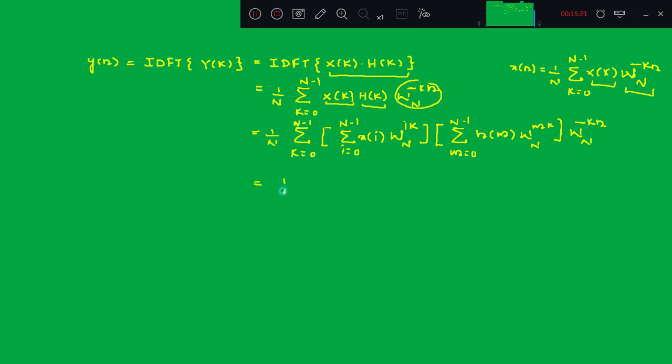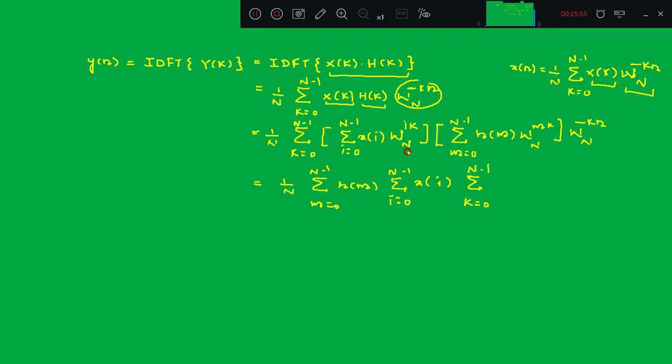So I will write 1 by N, and I will take this h of m term first, summation m equal to 0 to N minus 1, just rearranging the terms, that's all. H of m, then i equal to 0 to N minus 1, then x of i, then this summation over k I will take inside, k equal to 0 to N minus 1.